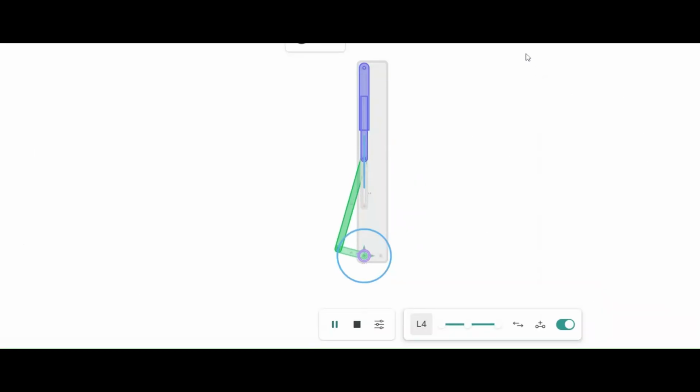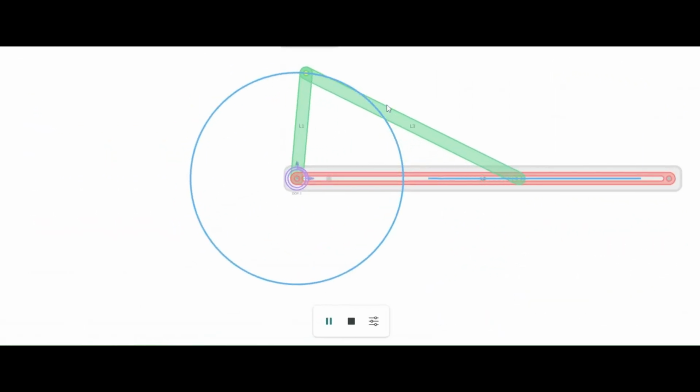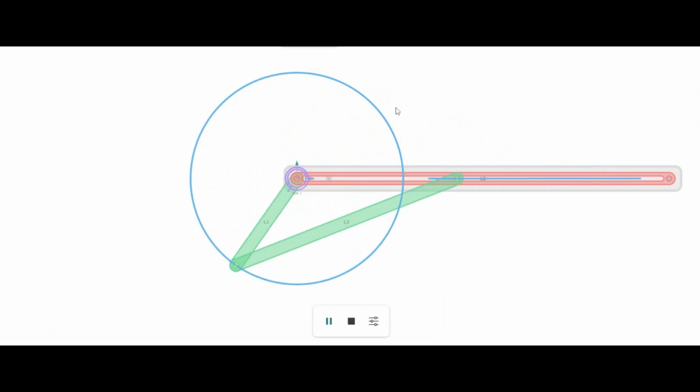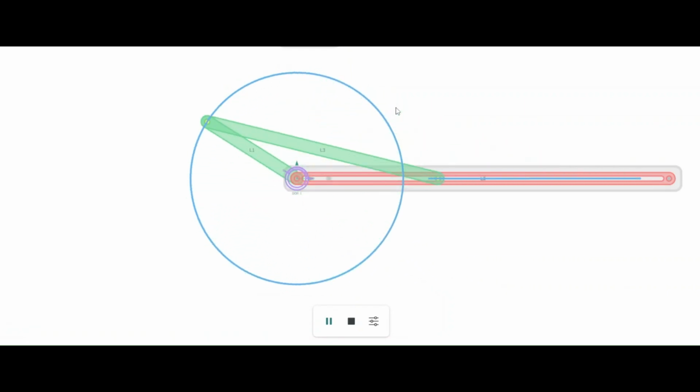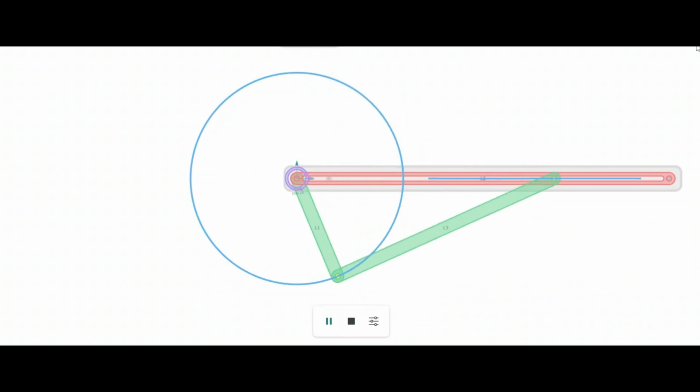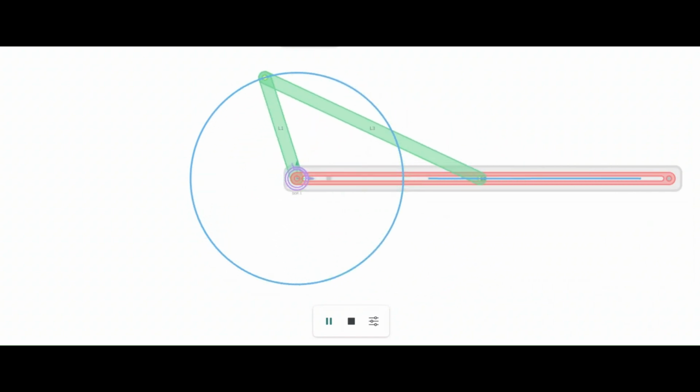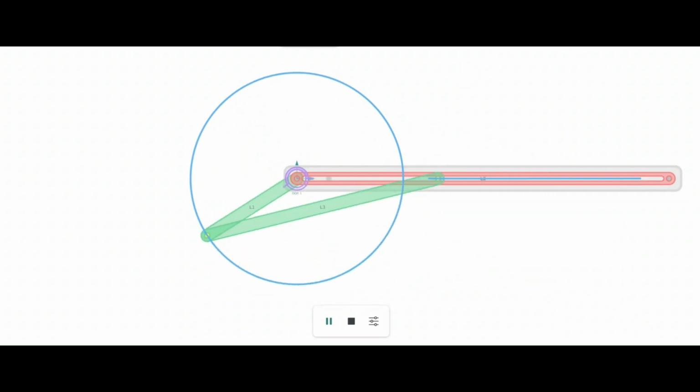Here's how. The crank rotates, creating circular motion. The connecting rod links the crank to the slider. The slider moves back and forth in a straight line. And the frame holds everything together. As the crank turns, the connecting rod pushes and pulls the slider, converting the rotational movement into a smooth back and forth motion. This is the same principle powering your car's engine pistons.